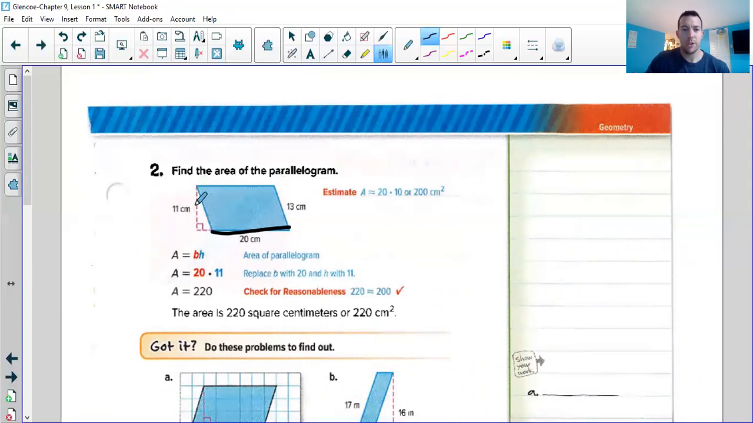So we still are going from the base. They just extended it. They used a dotted line, and then they extended it up to the opposite side, forming a 90-degree angle, and that's 11. So our base is 20, our height is 11. 20 times 11 gives us 220. And they do give us a unit, so this would be square centimeters, or centimeters squared. Notice how they put that there.